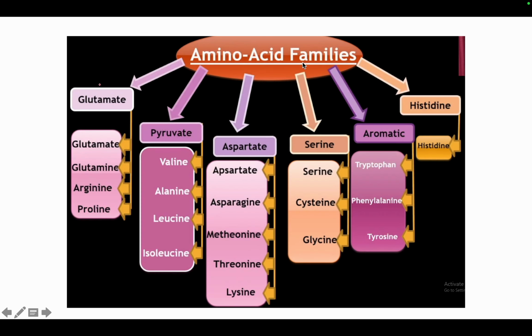So these are the amino acid families based upon the precursor. So histidine we got from glucose, and then we have aromatic amino acids from phosphoenol pyruvate, and then serine is synthesized. Serine is the first amino acid, and from serine we get cysteine and glycine. Similarly, we have aspartate and glutamate amino acids. Glutamate comes from oxaloacetic acid, and aspartate comes from alpha ketoglutarate, and we have this n number of amino acids which are synthesized downstream to these amino acids.